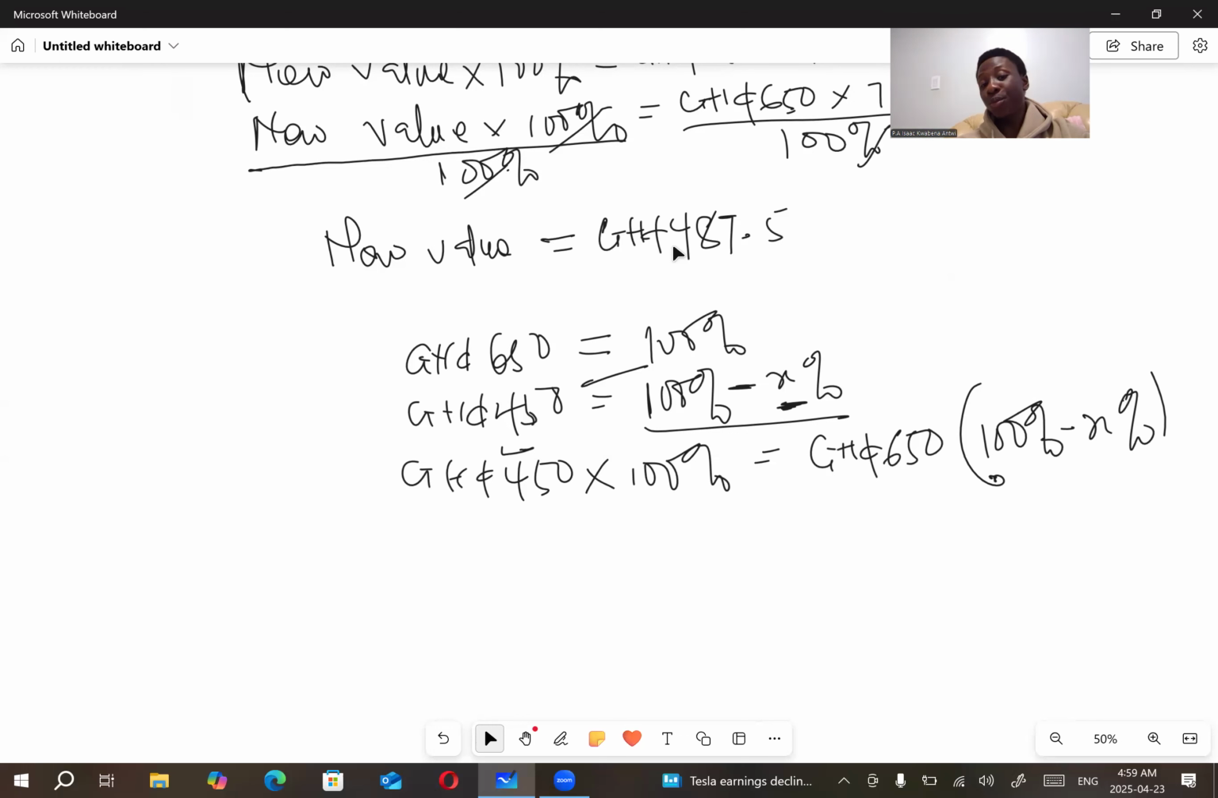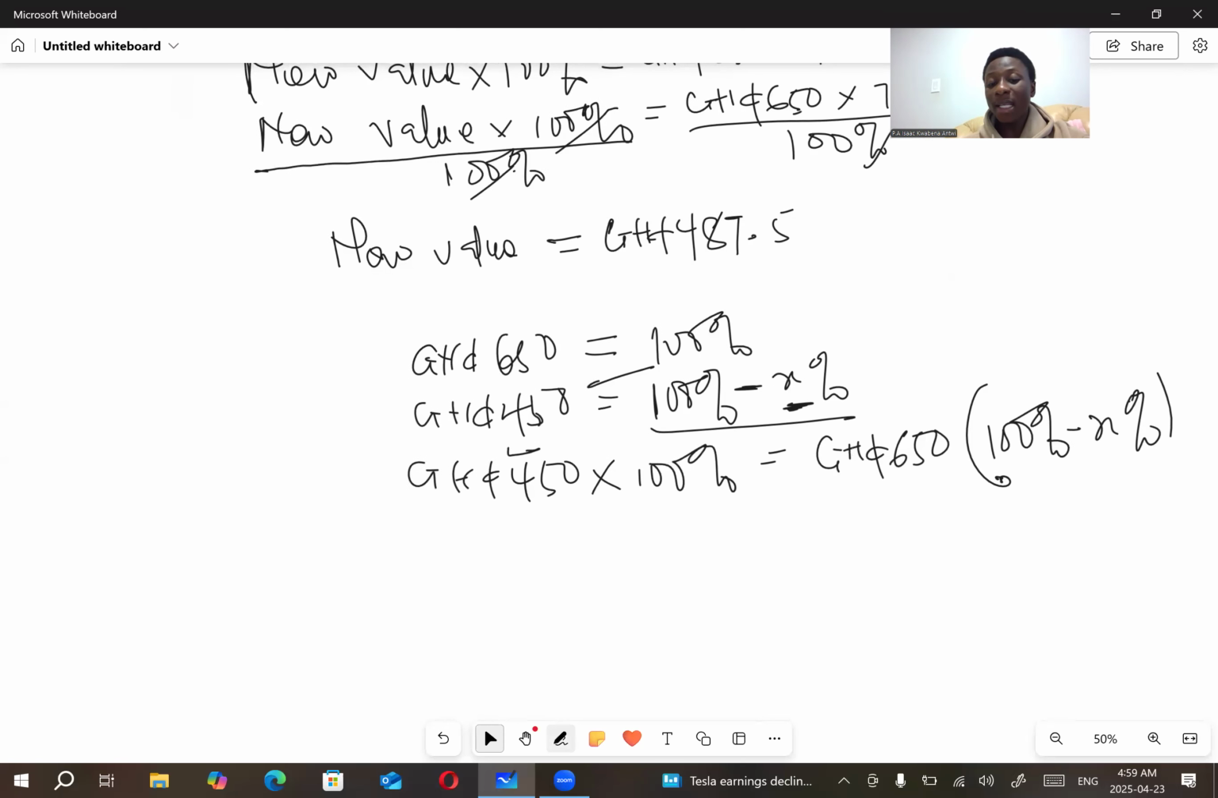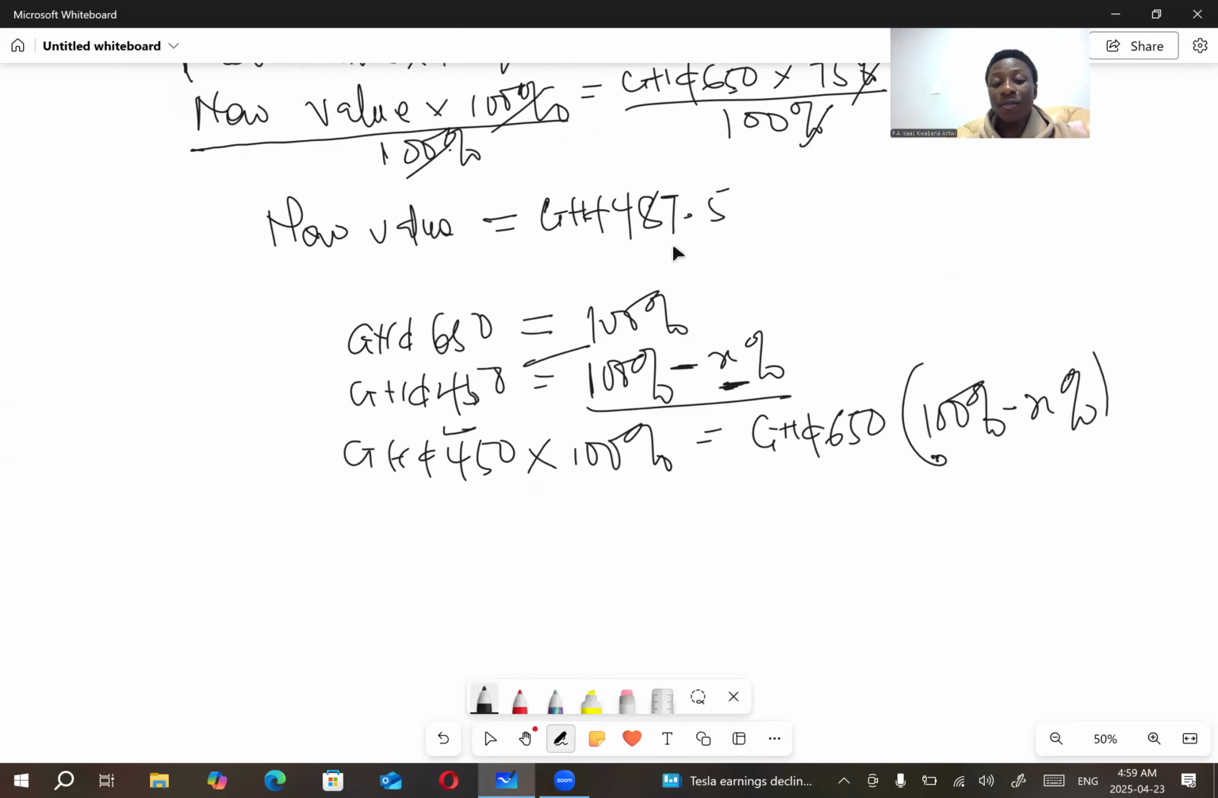So yeah, you have to be careful. 650 is multiplying the whole group. Now, mind you, your interest is the X over there, because that's the variable. That's the depreciation rate. It will come out when you are doing things right. Let's continue. You have 450 times 100 percent equals, here expand the bracket. So you're going to have 650 times 100. What is that? 6,500.